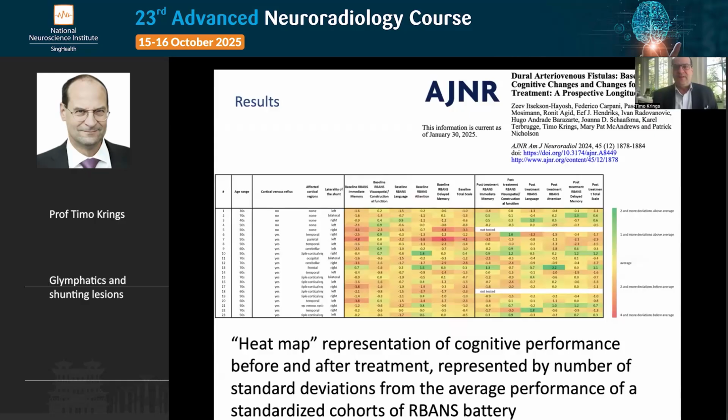And then we published this together with our previous fellows from Toronto, and could see that in each line we have the before treatment and after treatment. Yellow means average, red means below average, green means above average. And you see that more or less every patient in every single domain of cognitive impairment got somewhat better. We are shifting here from orange to yellowish green.